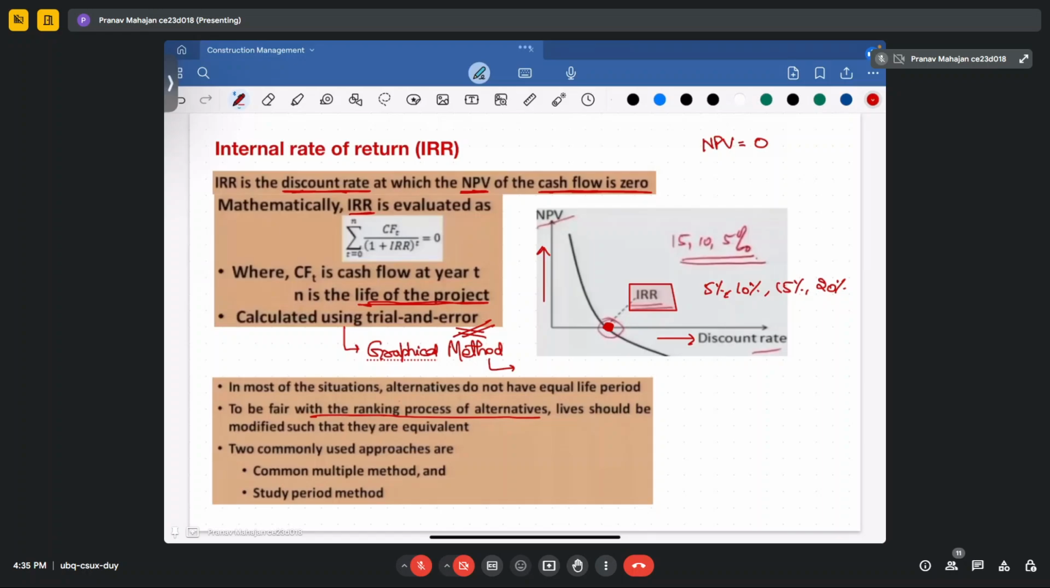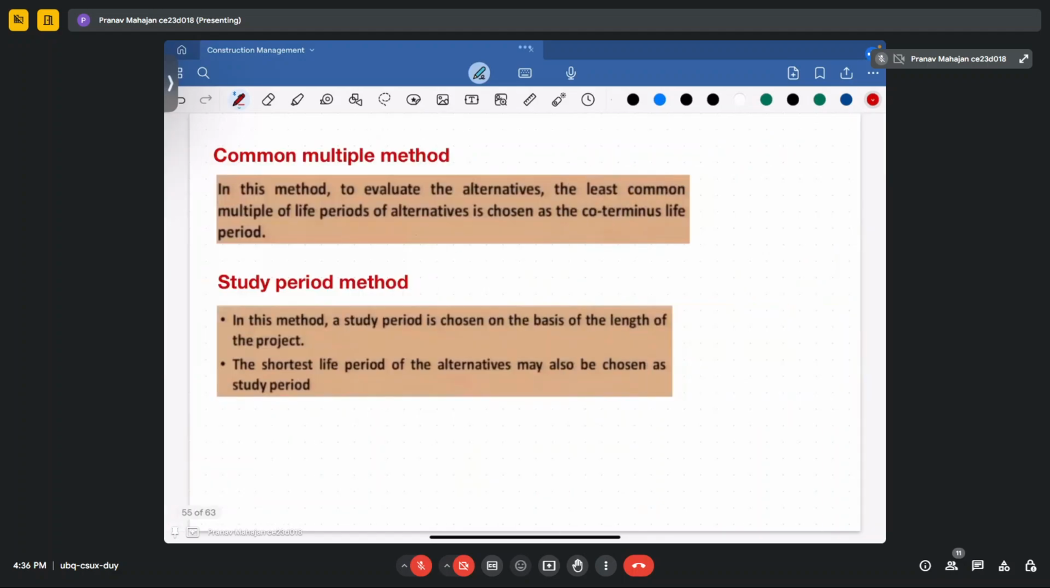So how will we do that? We will use two approaches. One is the common multiple method, and one is the study period method. So what do we do in the common multiple method? Let's say one machine has a total life period of 4 years, and another machine has a total life period of 3 years. Then how will we calculate its return? We will take a total of 12 years into consideration. So in 12 years, three machines will be required in one case, and four machines will be required in the other.